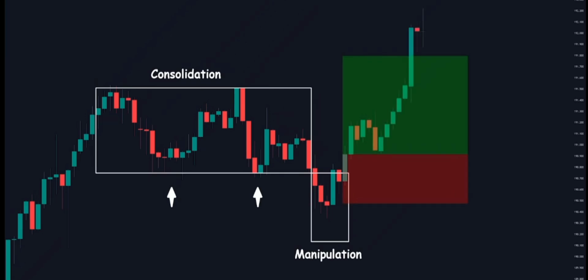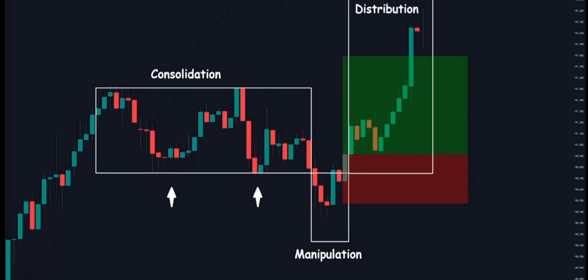So in this example, these are our consolidation, manipulation, and distribution phases. This demonstrates how combining the higher time frame direction with a lower time frame entry strategy can help you identify a high-quality setup. Even if we missed this initial opportunity to go long, we could have entered on the following bullish movement.